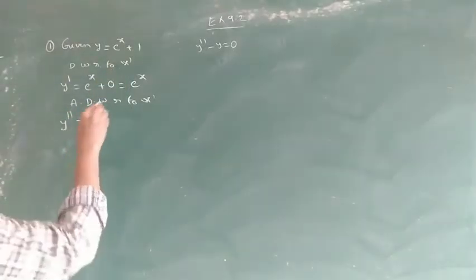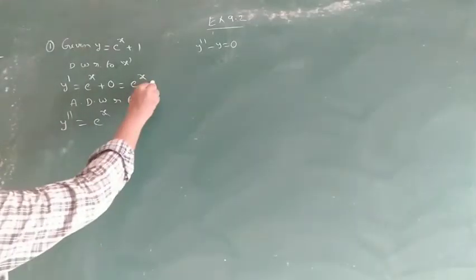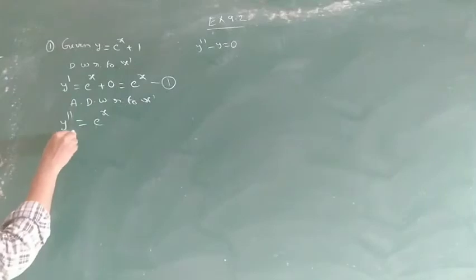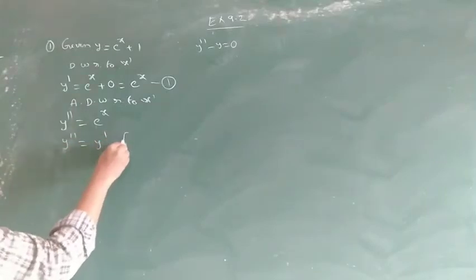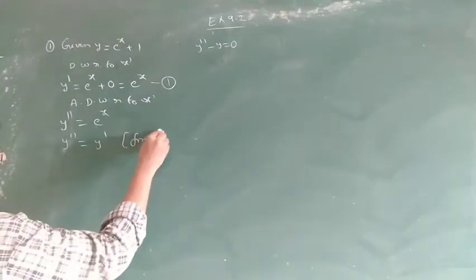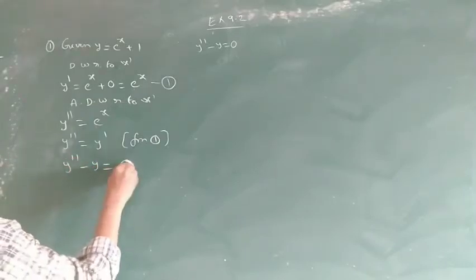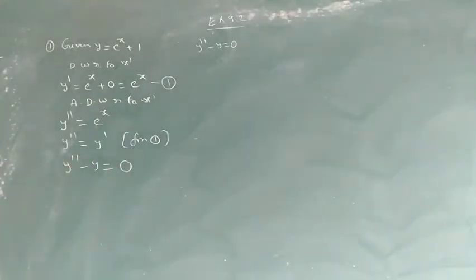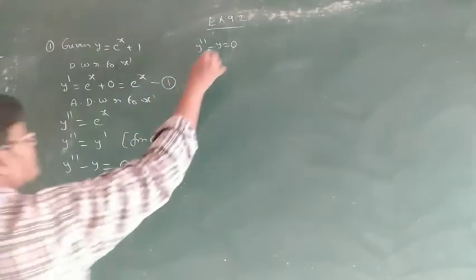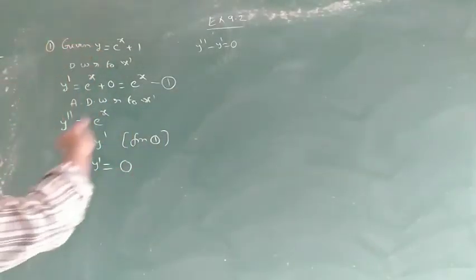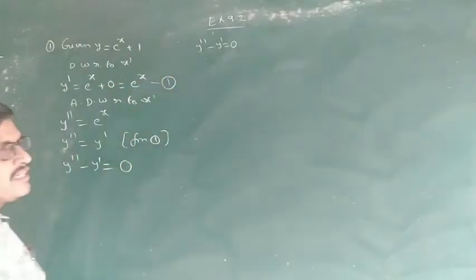Derivative of e^x is e^x. So y double dash is equal to e^x. So y double dash minus y is equal to 0. This is equal to 0, so the y function satisfies the given differential equation.